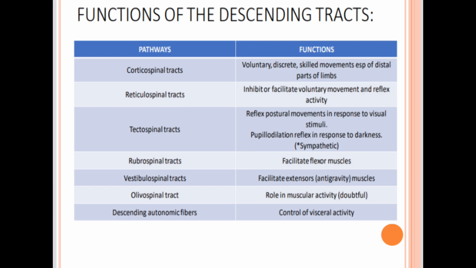Now the olivospinal tract. These pathways play a role in muscular activity, but their existence as separate pathways is still doubtful. Now descending autonomic fibers. These fibers are responsible for controlling our sympathetic and parasympathetic activities, which means they are basically controlling our visceral activity.